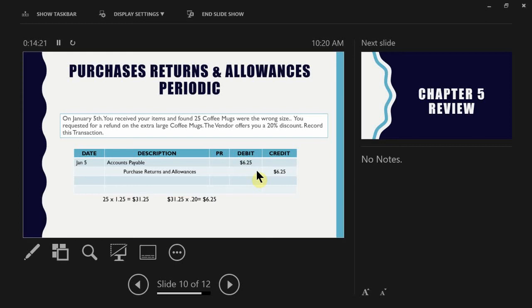That's why we use purchase returns and allowances, and you're only taking a discount on the amount of items that you're attempting to return, or whatever is the reason why those cups are being returned. Okay? Any questions in regards to purchase returns and allowances?